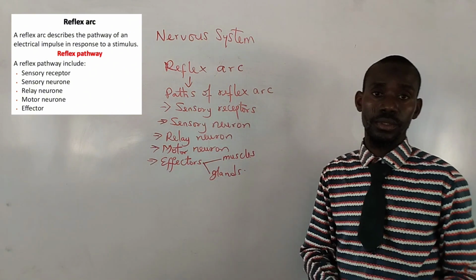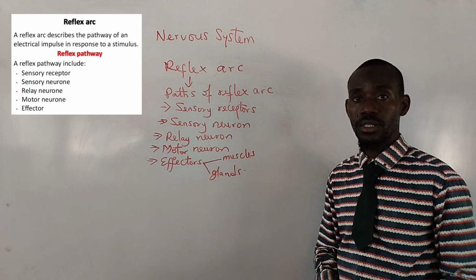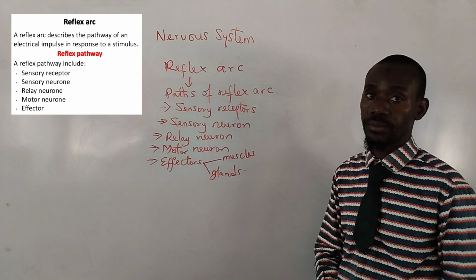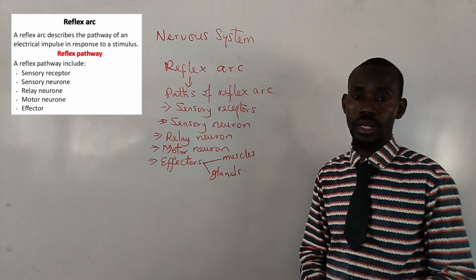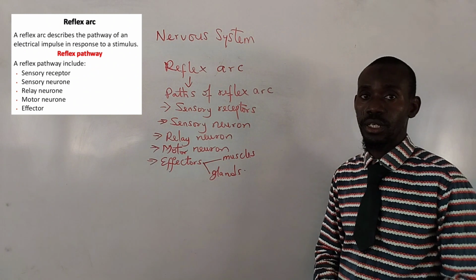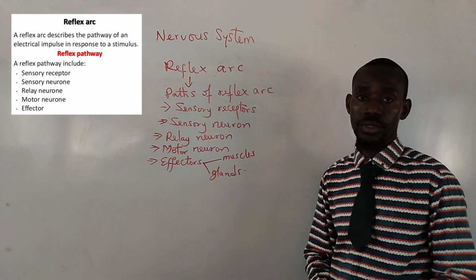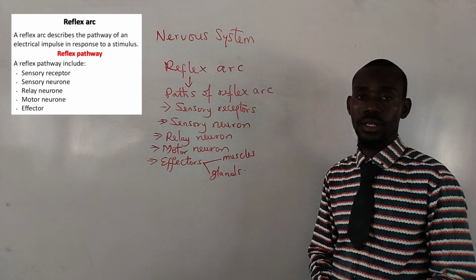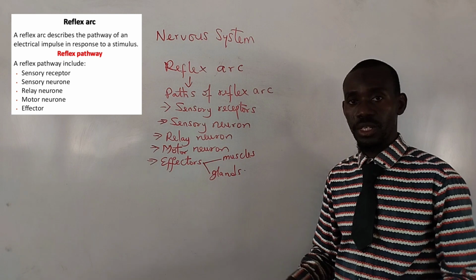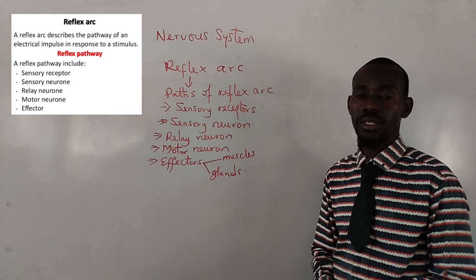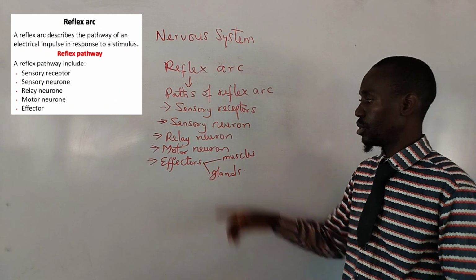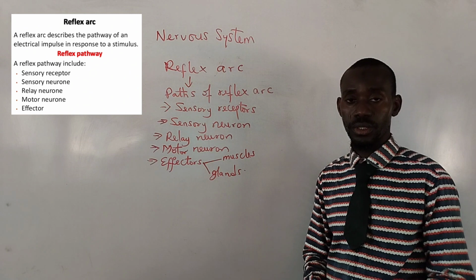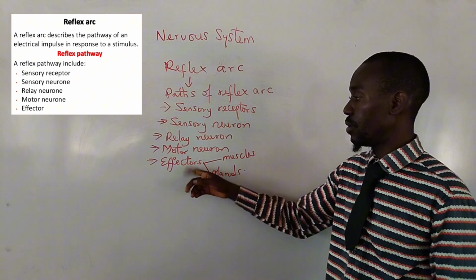The sensory receptors are the receptors that detect stimuli from the environment. They are usually scattered in the sense organs. The sensory neurons are the neurons that transmit the impulses detected by the sensory receptors to the CNS for interpretation. The relay neurons relay or transmit the interpreted impulses from the CNS to the motor neurons, while the motor neurons transmit the impulses from the CNS to the effectors.